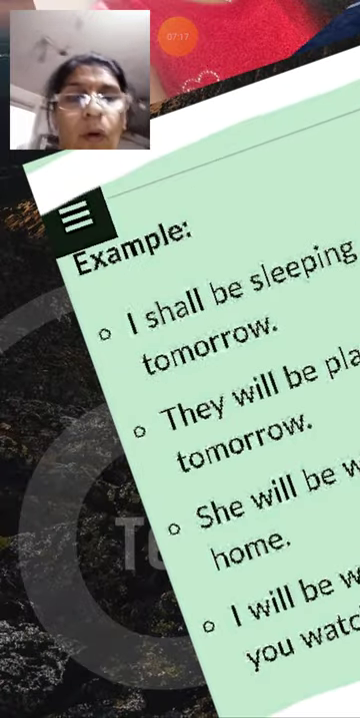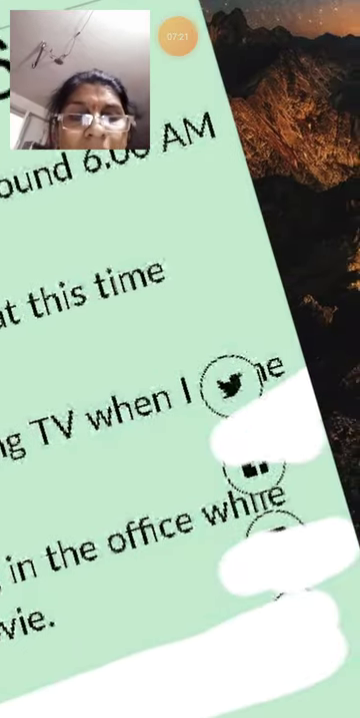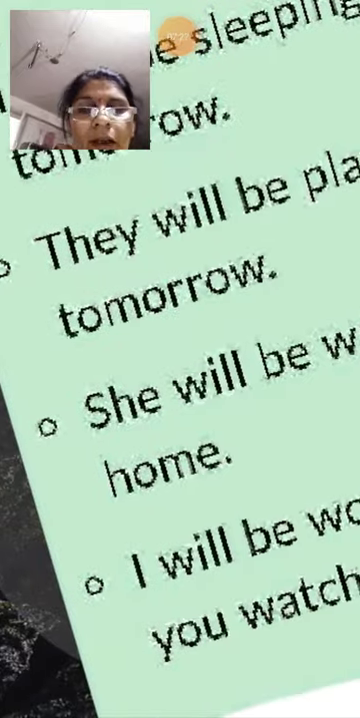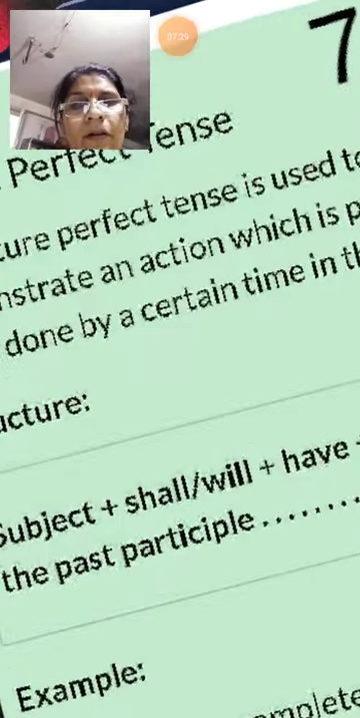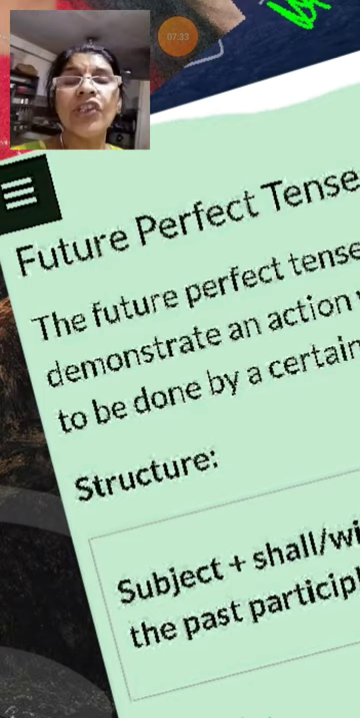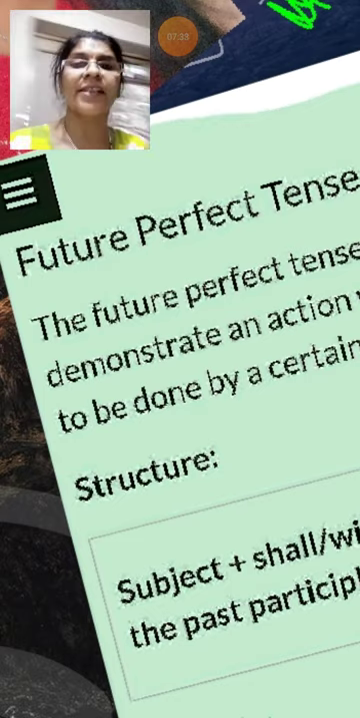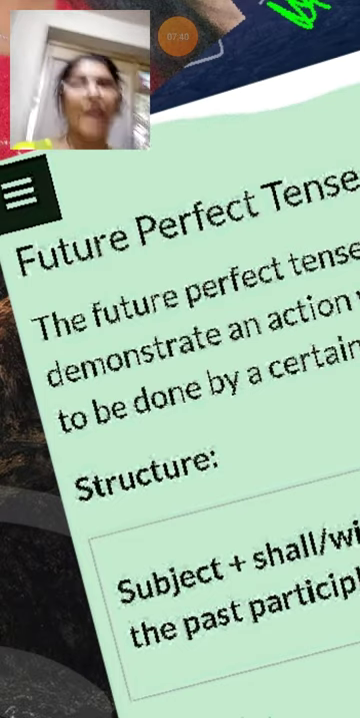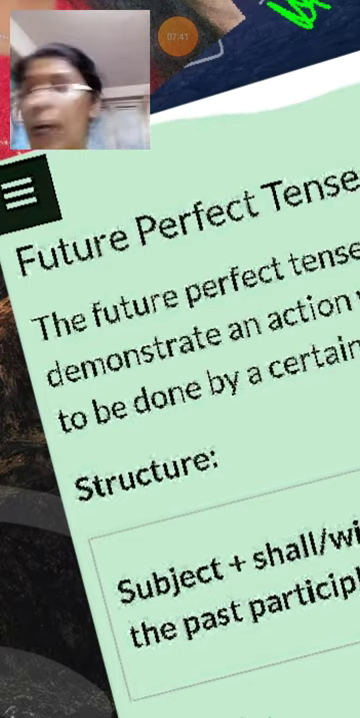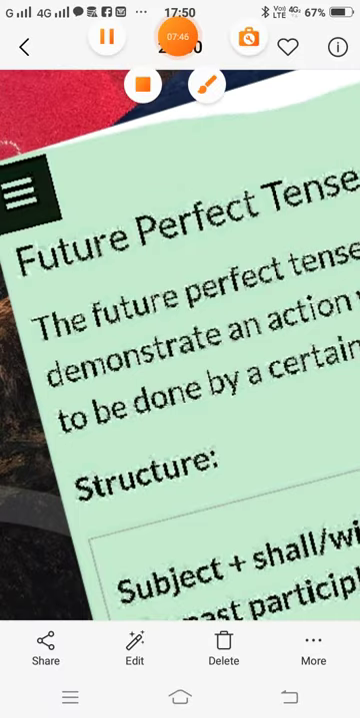Clear? Now I explain with other examples. Future perfect tense. What is the future perfect tense? How do we use the future perfect tense? This is the future perfect tense.